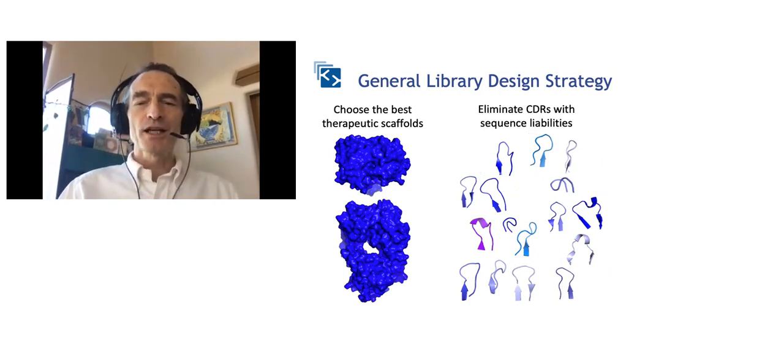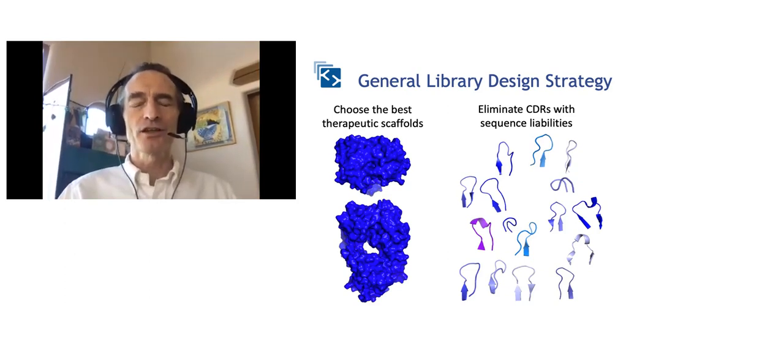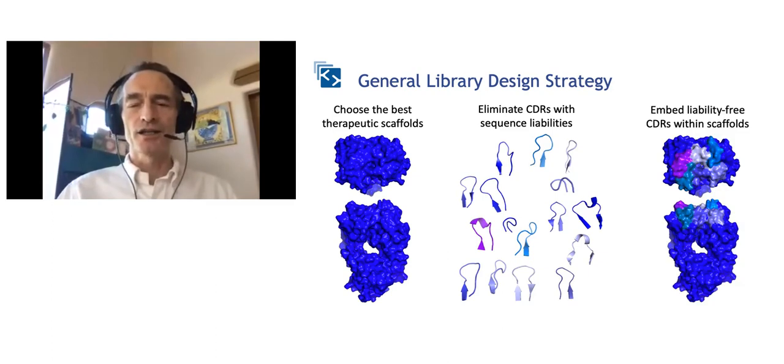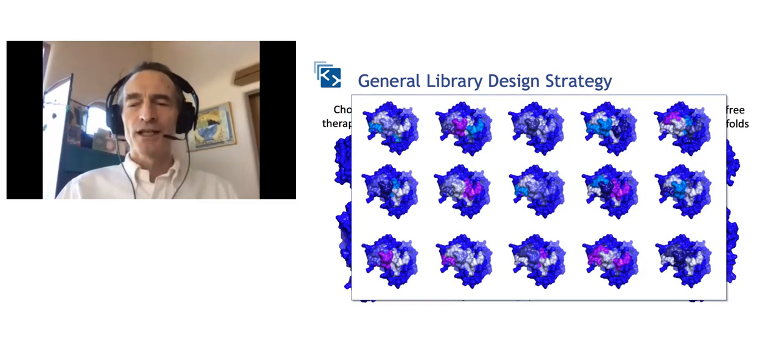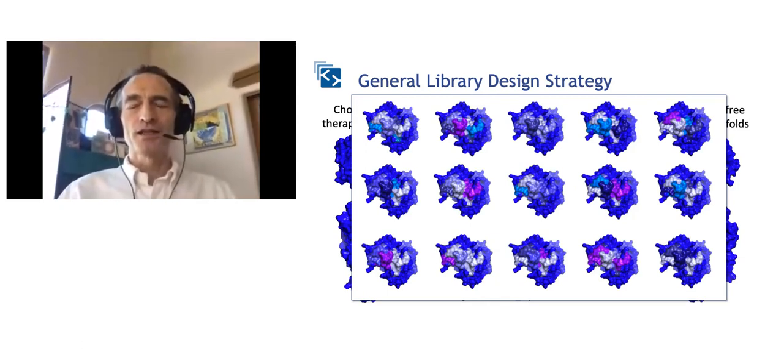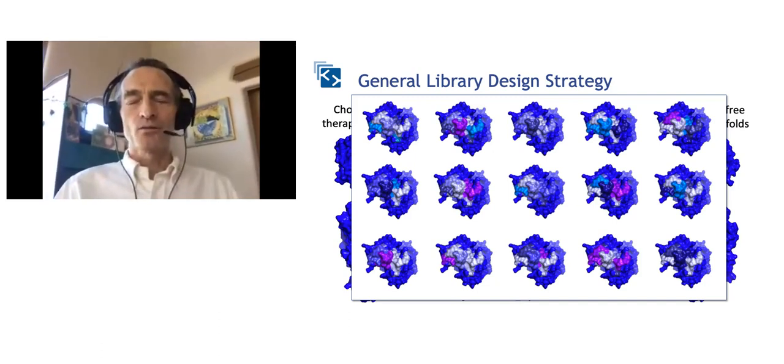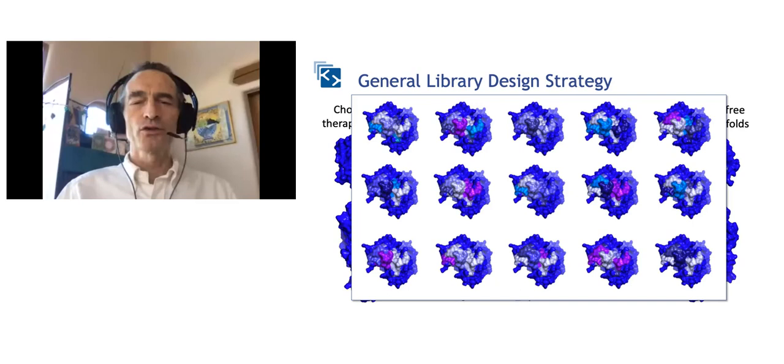We then eliminate all those CDRs from the NGS data set of CDRs that contain any sequence liabilities, and these include ones that people know about, deamidation, isomerization, and so on, as well as some that we've discovered in-house in our experiments. Finally, those liability-free CDRs are embedded within the therapeutic scaffolds that we've chosen, and that gives us essentially a library within a therapeutic scaffold that has many different CDRs within them. So what this means is that we have combinatorial diversity, but not within CDRs.